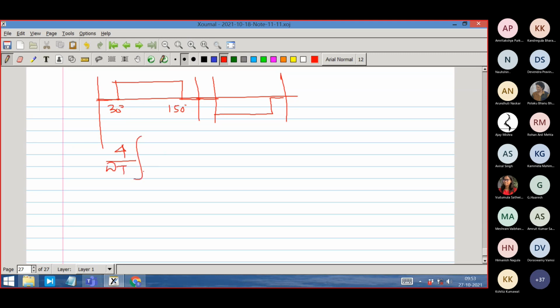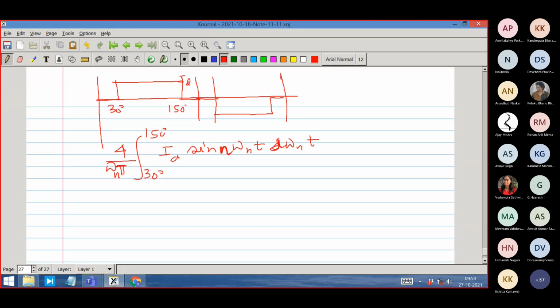Integration will be happening between 30 degree to 150 degree, and the value is Id, because I can take half period. So that's why 4 by omega t is the total period. Id into sine of n omega t d omega t. Let me spell n: n is the harmonic number. That is the formula for calculating the Fourier series.